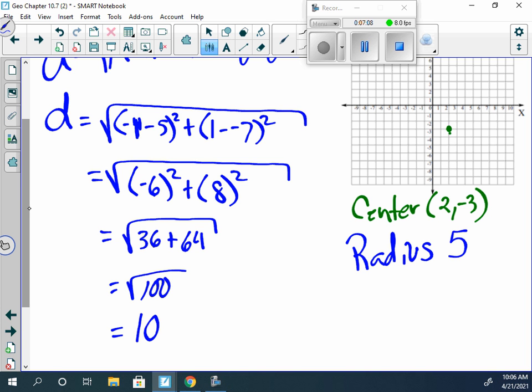So if we're to use that to graph, well, we can take our point and go up 1, 2, 3, 4, 5. We can go to the right 1, 2, 3, 4, 5. We can go down 1, 2, 3, 4, 5. We can go to the left 1, 2, 3, 4, 5. And we can make our circle here if we're wanting to graph it, because the radius is a distance of 5.